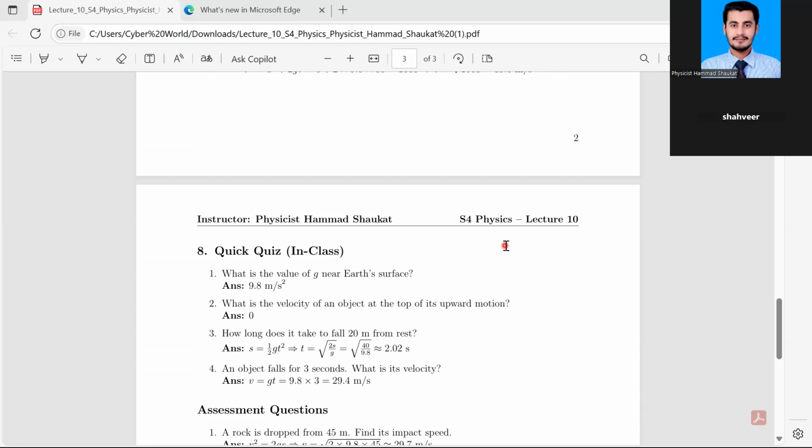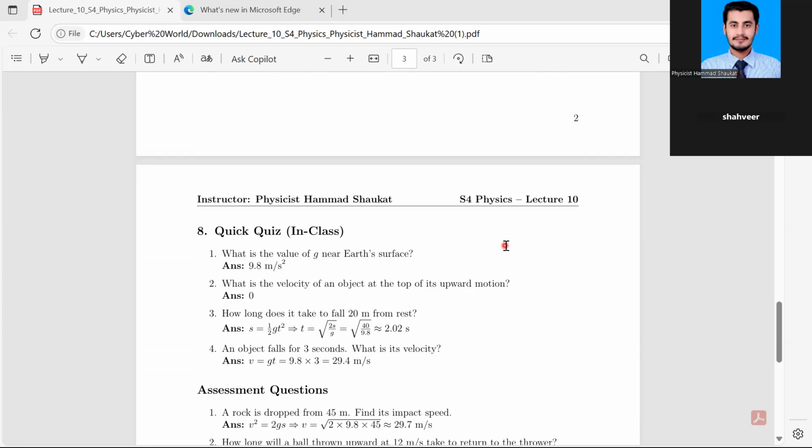What is the value of g near the Earth's surface? Can you tell me? 9.8 meters per second squared. All right. Can you tell me what is the velocity of an object at the top of its upward motion? 0. Yes, good. How long does it take to fall 20 meters from rest?